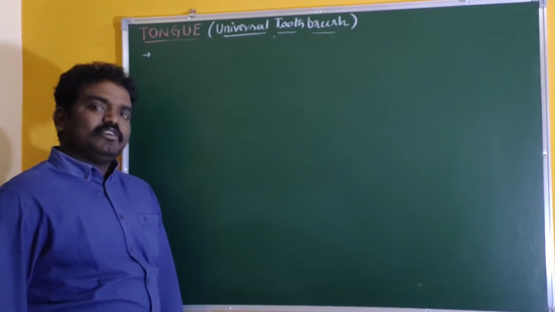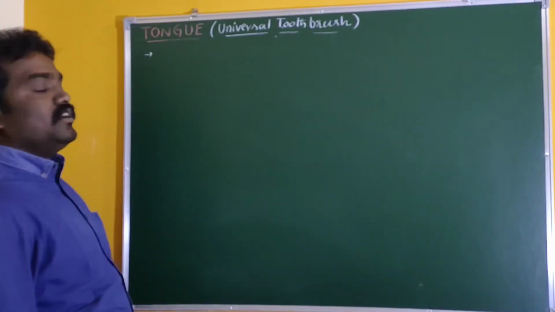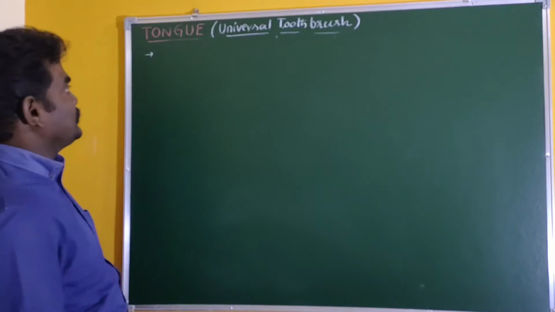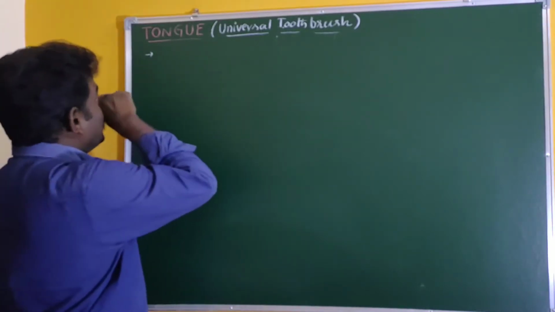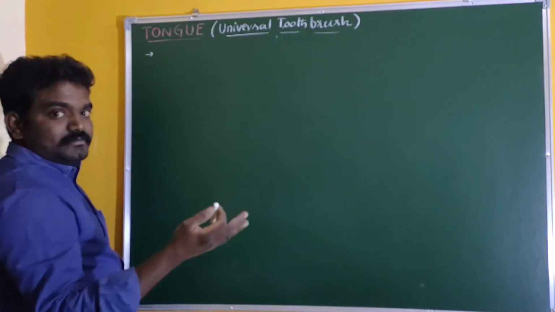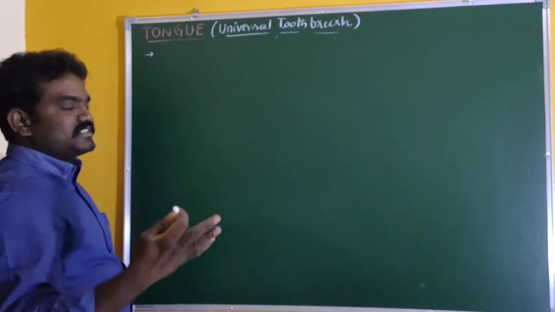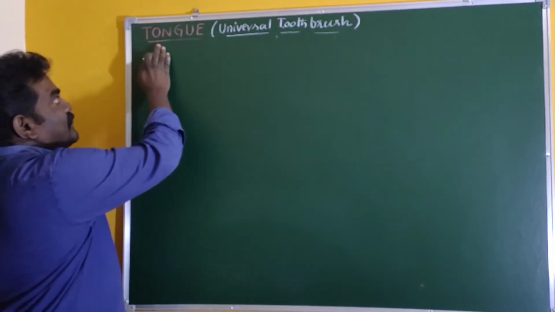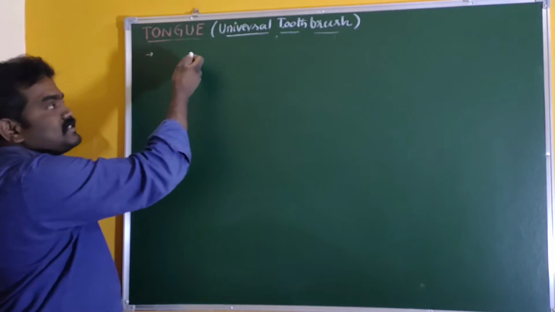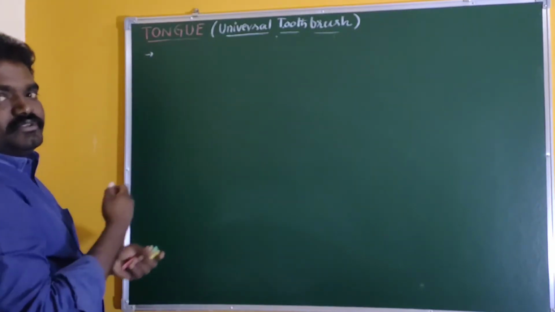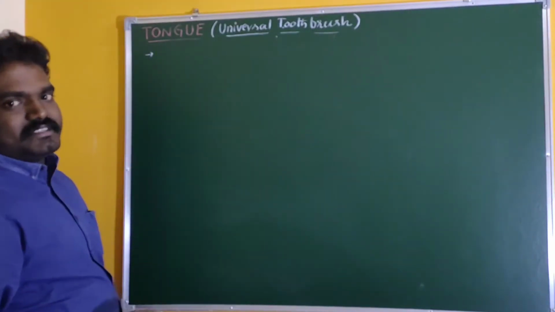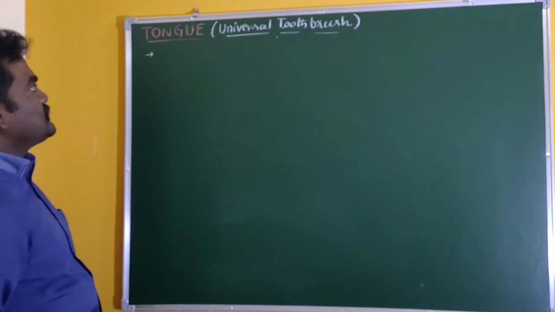Today our topic is the tongue, the universal toothbrush. The tongue is considered a sense organ because it detects taste. So in this detailed analysis of the tongue, we are going to learn certain important points related to it.